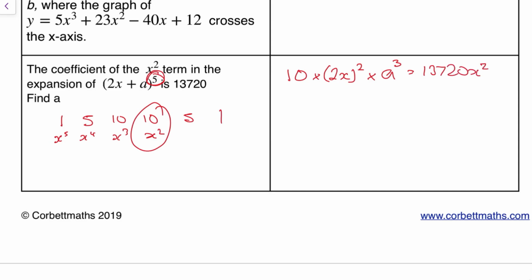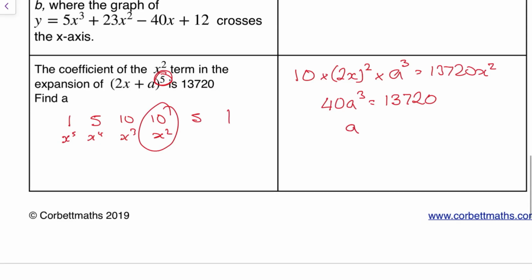Now, I can cancel my x squareds and I can do some expanding. So 10 times 2 times 2 is 40. So therefore 40a cubed must be equal to 13720. Now, I don't know my 40 times table, but I'm hoping when I put this in my calculator, 13720 divided by 40 and press equals, I'm going to get a cube number, I hope. And I do, thankfully. I get that a cubed is equal to 343. In other words, a is equal to 7.